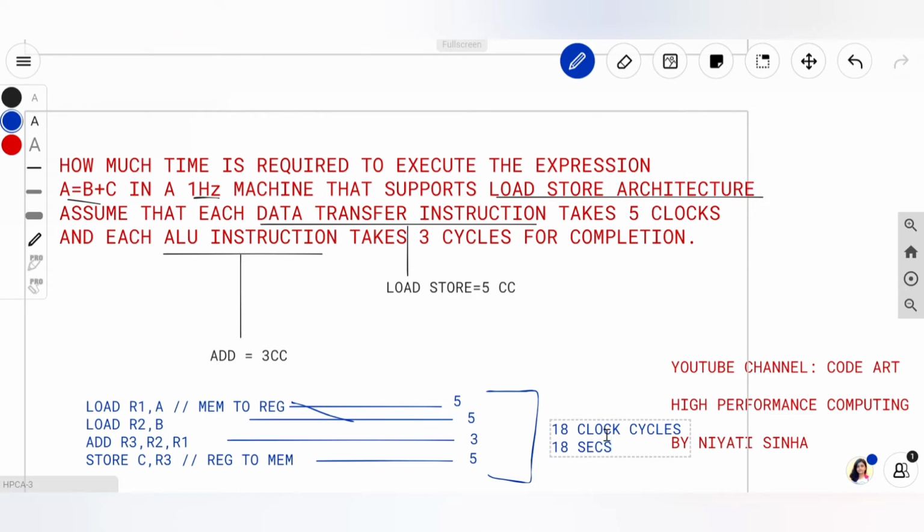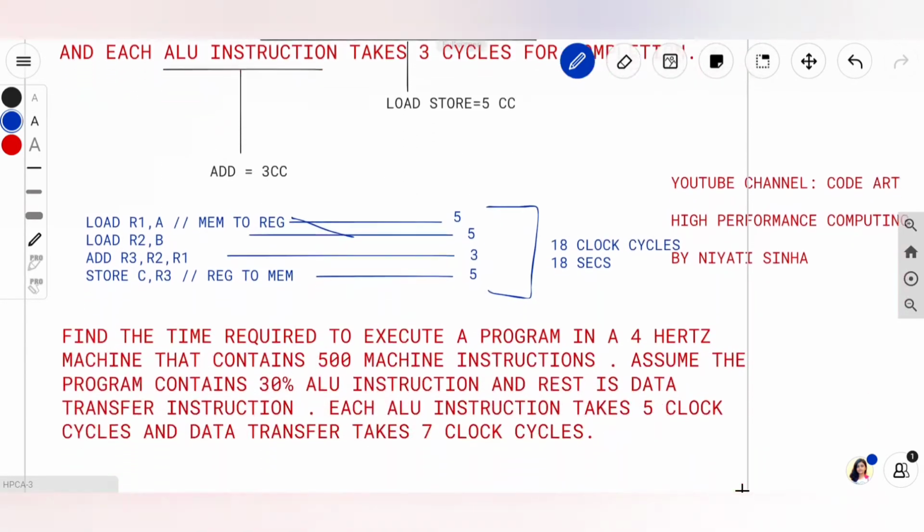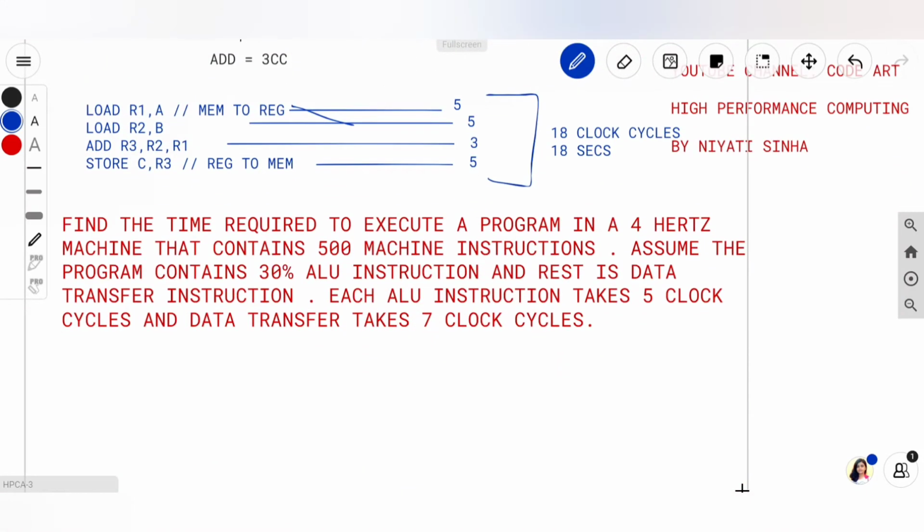Now we'll move on to the next question. Find the time required to execute a program in a 4 Hz machine. A 4 Hz machine means 4 clock cycles in 1 second. The program contains 500 machine instructions. Total instructions given are 500. Assume that 30% are ALU instructions. 30% of this 500 is ALU instructions.